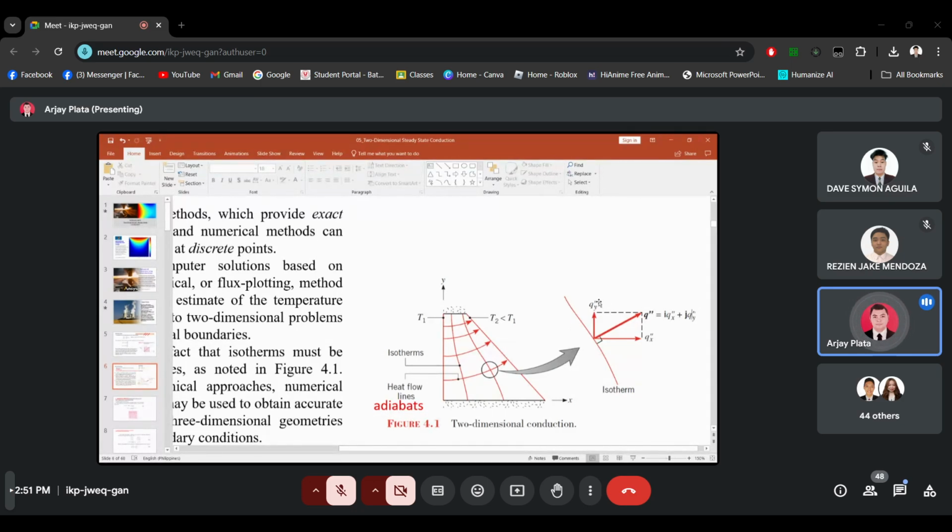So we have Qy double prime and Qx double prime. So heat flux, when there is no area given. So we have, yeah, this is the location. So it's perpendicular to the isotherm. So the resultant is perpendicular to the isotherm.